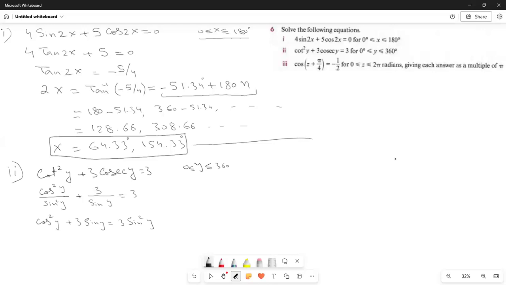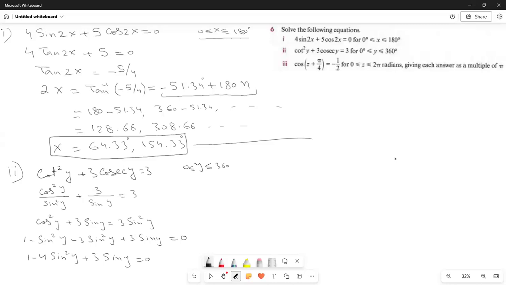Now I have two sine functions and one cosine, so I will convert this cosine into sine as well. It will become 1 minus sine square y, and I will bring everything to the other side. It will become minus 3 sine square y plus 3 sine y equals 0. So 1 minus sine square and minus 3 sine square is minus 4 sine square y plus 3 sine y equals 0.